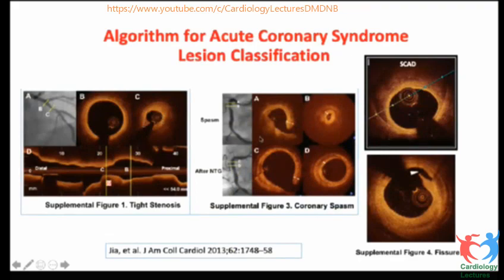The second one is your spasm, Prinzmetal's angina. Here, how do you identify spasm? Here you can just see infolding of edema in the thick media. So this is how the spasmodic segment appears in OCT imaging. This is what happens after your nitroglycerin injection.